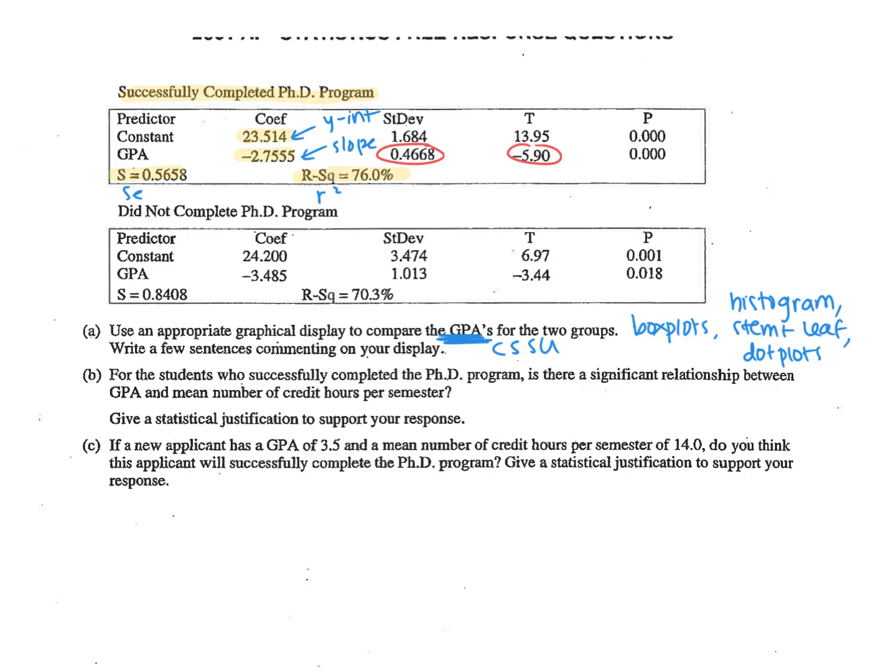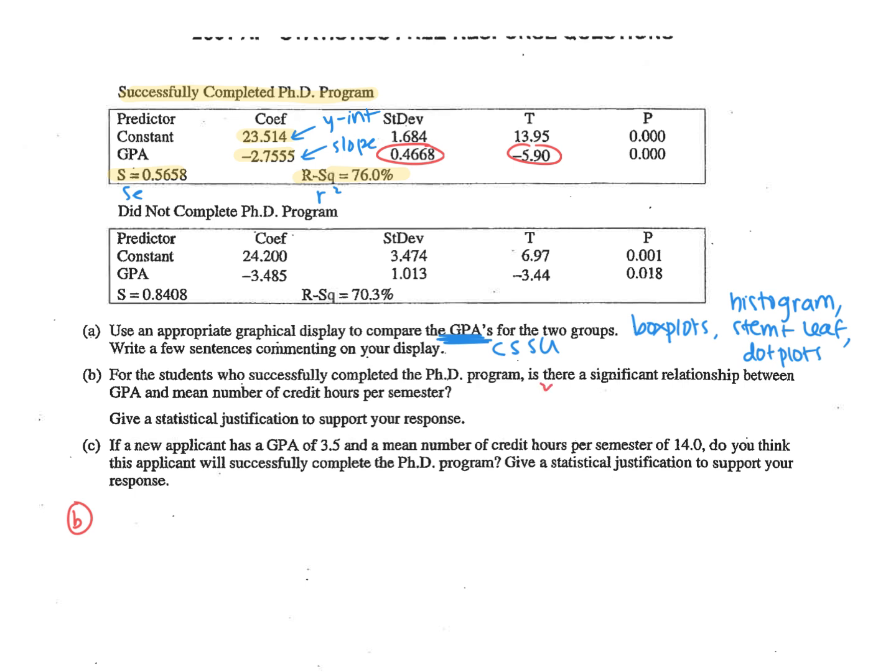Okay, let's talk about part B then. For the students who successfully completed the PhD program, is there a significant relationship between GPA and mean number of credit hours per semester? Give a statistical justification to support your response. Okay, this is the new part. Is there a significant relationship?